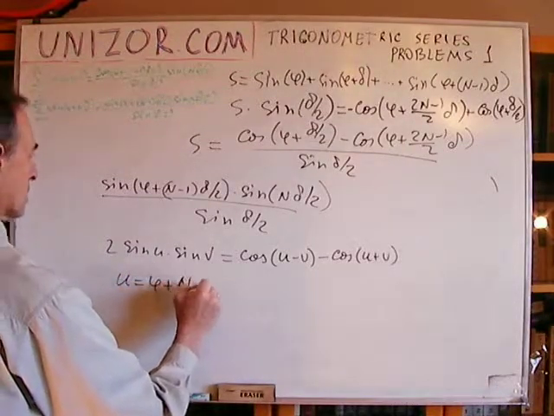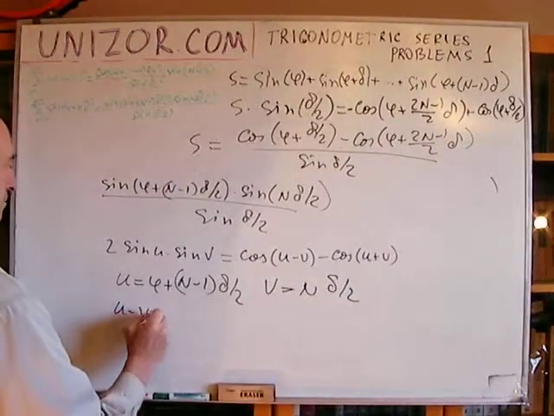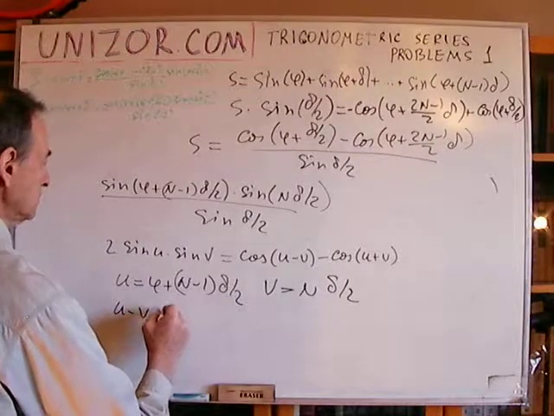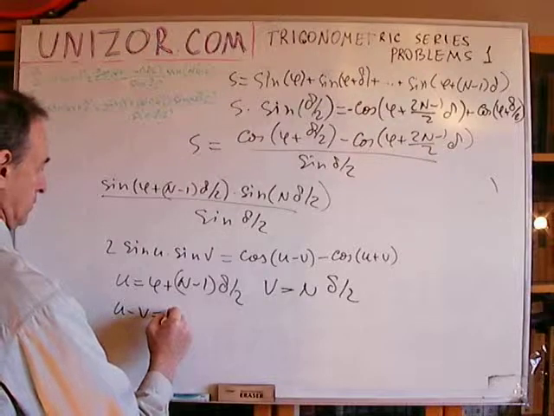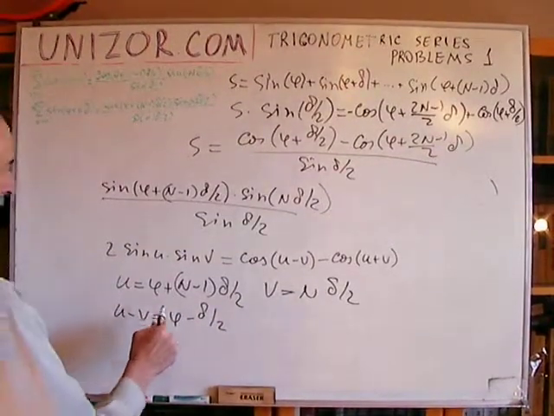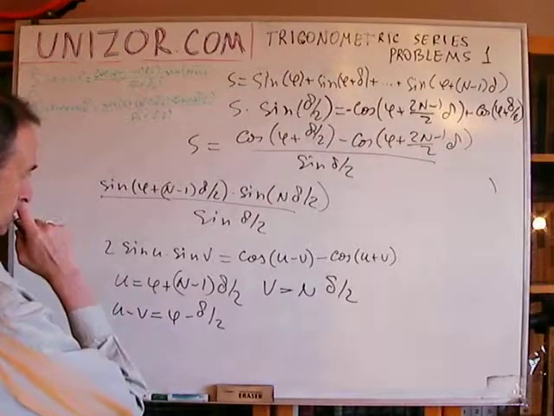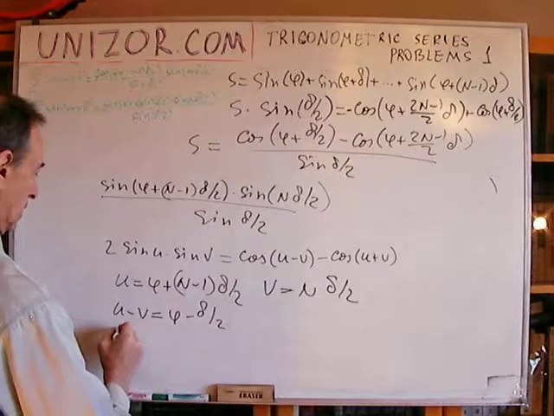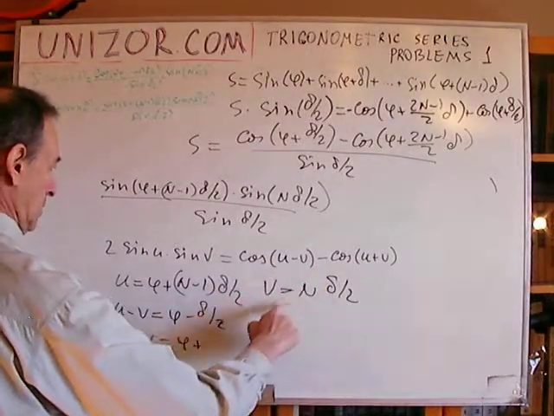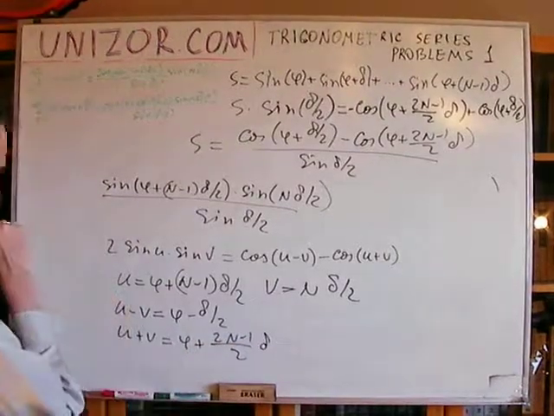So my question is, if u is equal to phi plus n minus 1 delta over 2, and v is equal to n delta over 2. Now, u minus v is equal to phi minus delta over 2. Am I right? And u plus v is equal to phi plus 2n minus 1 over 2 delta. Is that right?